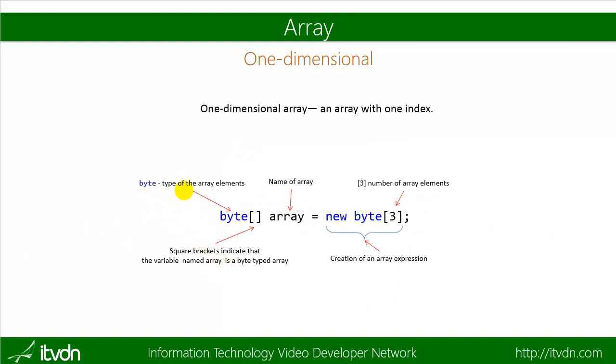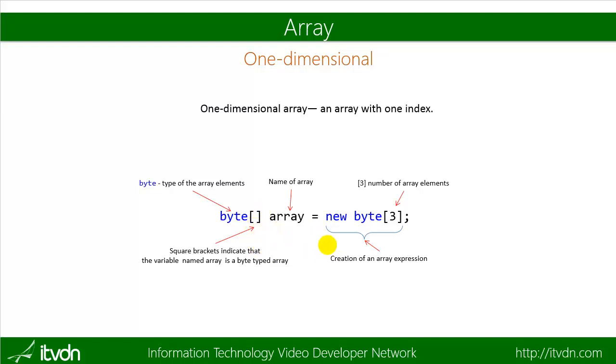So let's look at how the parts of the array are named. Byte, type of the array elements. Well, I told you that this is the type of elements that we'll have. Name of the array, in this case we named it array. Square brackets indicate that the variable named array is a byte typed array. Now if we don't put these square brackets, the computer is going to consider this to be a variable because we don't have these square brackets.